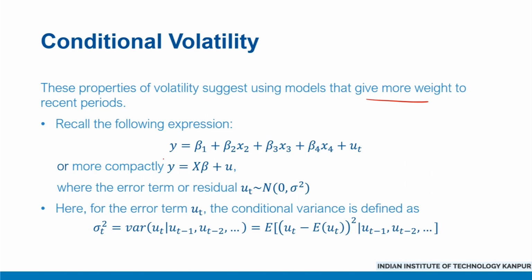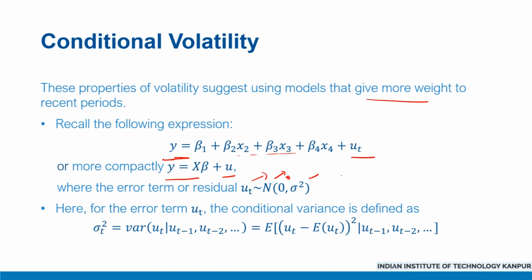Recall we said some kind of relationship in financial markets like y equal to beta 1 plus beta 2 x2 and so on, with an error term mu t, is expressed like this, where in vector or matrix form you can write y equal to X beta plus mu. Generally, it is assumed that mu t, or error term, or in financial markets the information term, is normally distributed with a zero mean and constant variance sigma square.